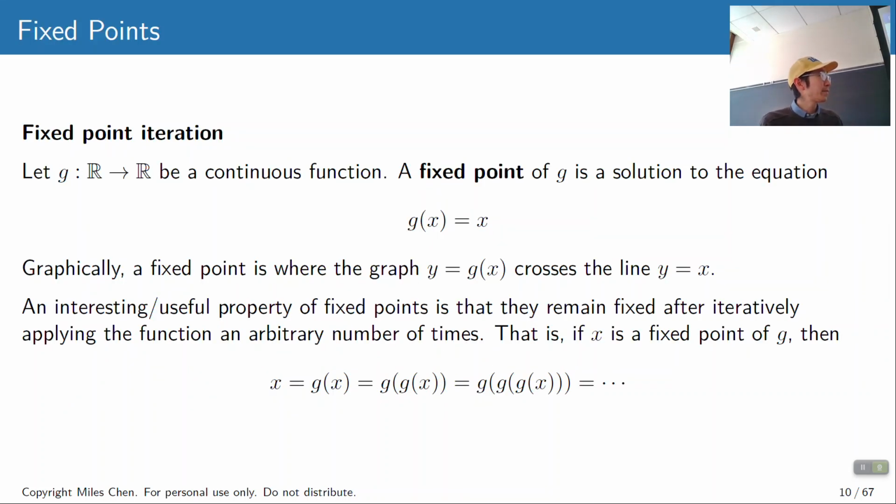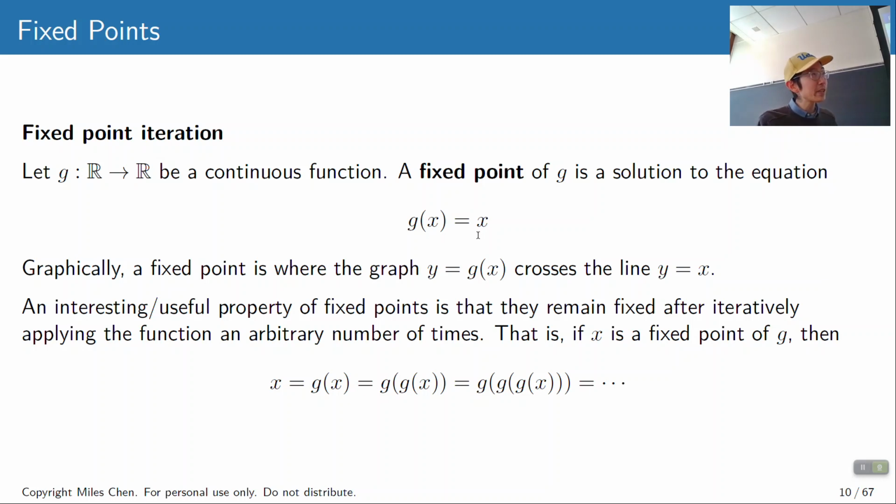All right, first method is called fixed point iteration. So let's talk about what a fixed point is. Fixed point iteration will help us find fixed points, not roots, but we'll adapt it to find roots. Okay, so let's say we have some function g. g is a continuous function. A fixed point of g is where g of x is equal to x.